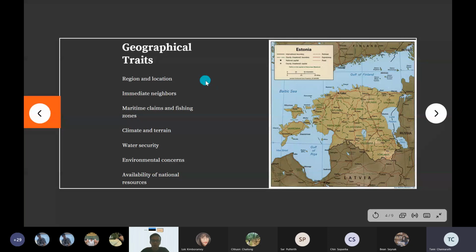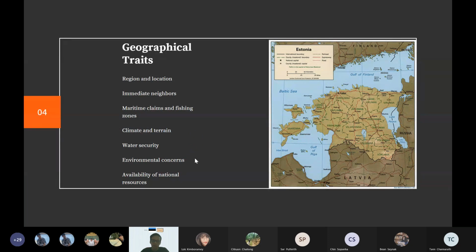For the geographical trade, Estonia is located in Eastern Europe, and its neighbors are Russia and Latvia. Maritime claim and fishing zone are territorial sea and exclusive economic zone. Climate and terrains are maritime, lowland, and marshes. For water security, we have 3 main watersheds: the Gulf of Finland, Lake Peipus, and the Gulf of Riga.